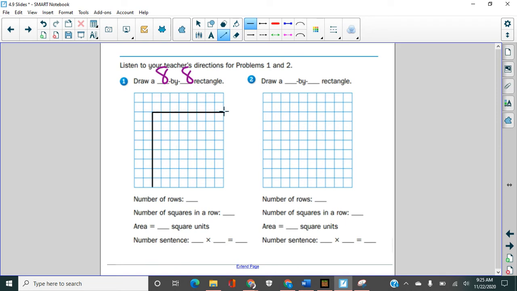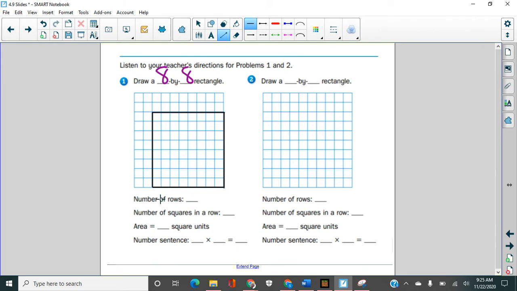1, 2, 3, 4, 5, 6, 7, 8. Oh man, I'm glad I didn't start any farther over. Okay, now that I have those two sides, the rest is easy because if this side is 8, I can just make this one be the same. And if this side is 8, then I can make this be the same.